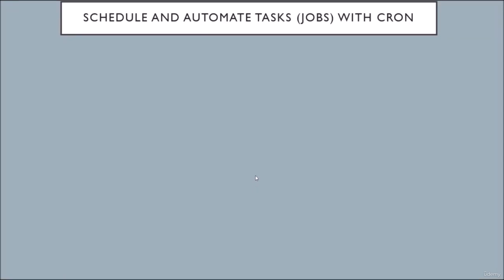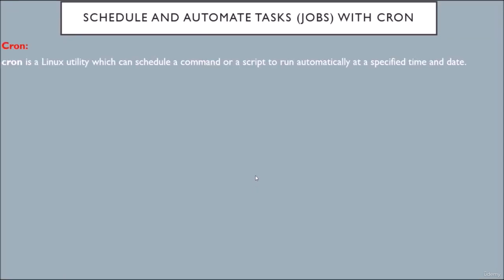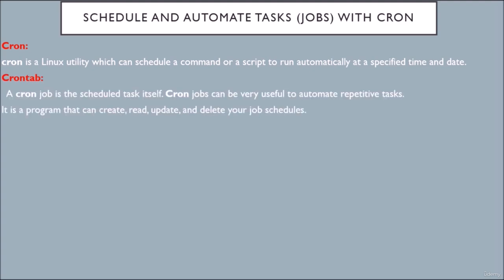In this lecture, we will cover schedule and automate tasks with cron. Cron is a Linux utility which can schedule a command or a script to run automatically at a specified time and date. Crontab is a program that can create, read, update, and delete your job schedules. A cron job is the scheduled task itself.